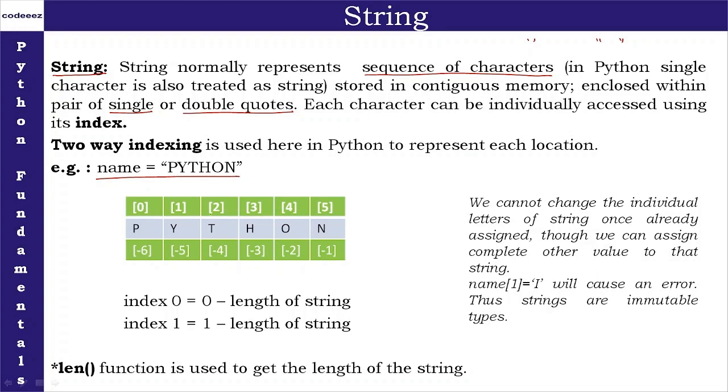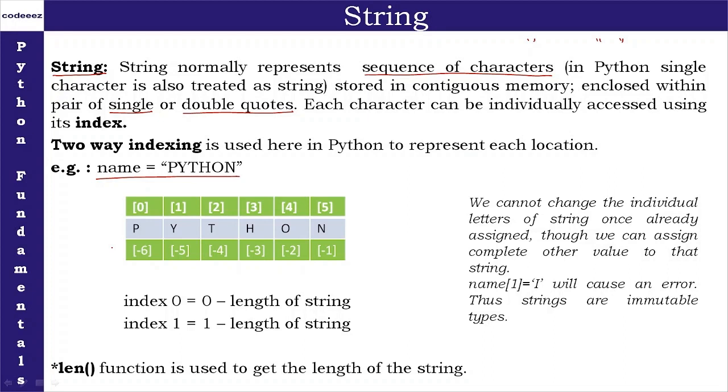6 consecutive blocks will be allocated, and each block will contain each individual letter, that is P, Y, T, H, O, N, and all these blocks will be in contiguous memory. Contiguous memory here means that each block will be placed consecutively to each other. First block and then just in the next memory location, second block, third block, right? So all those blocks will be placed one after another. This is how the string is represented in memory.